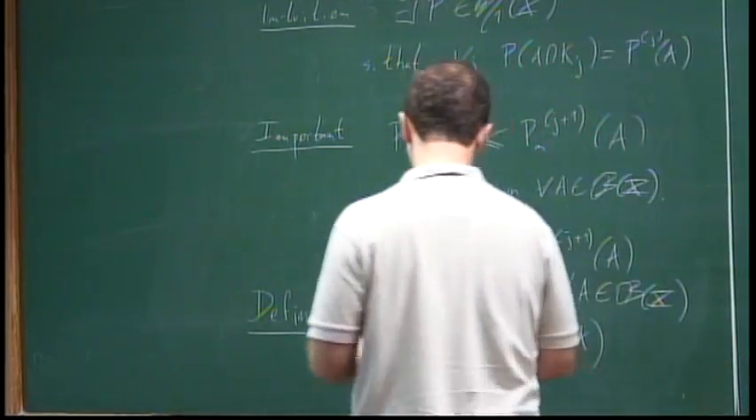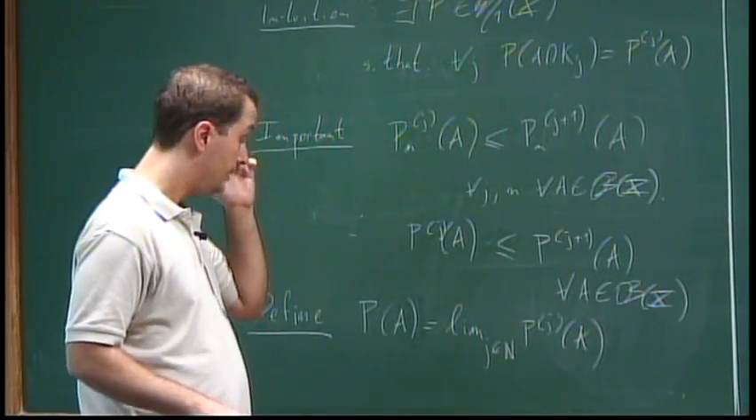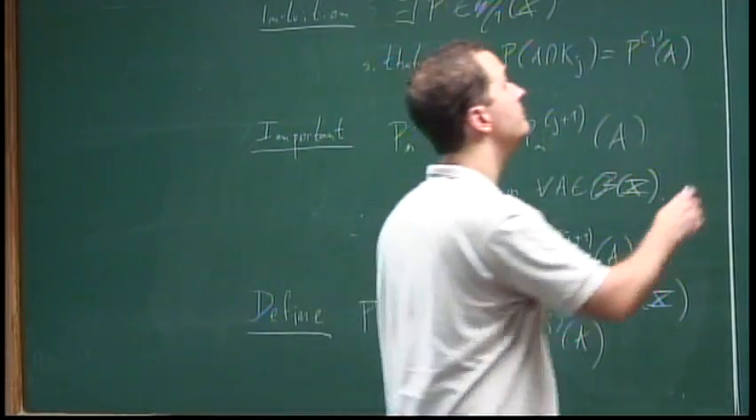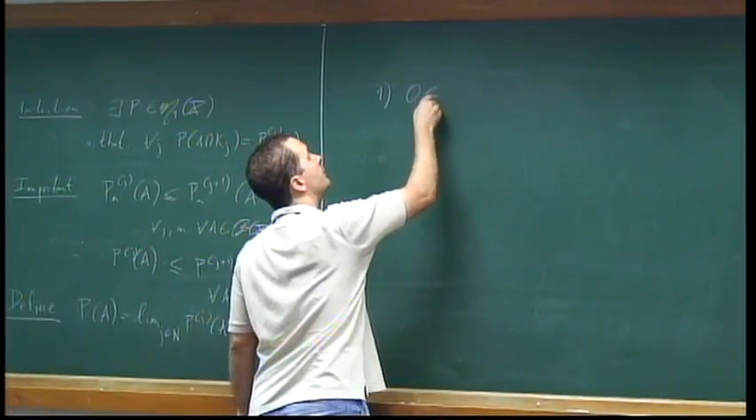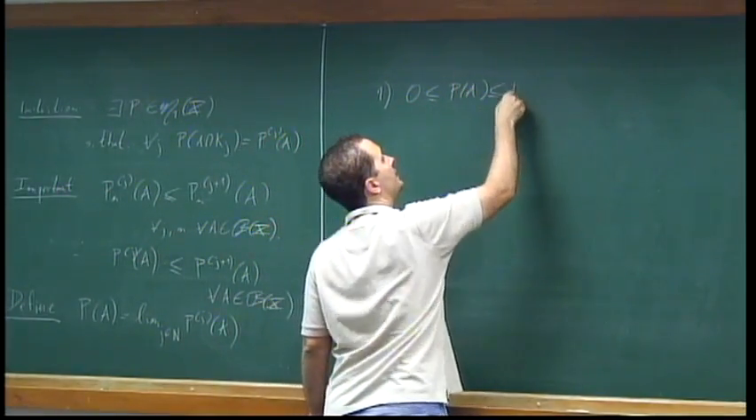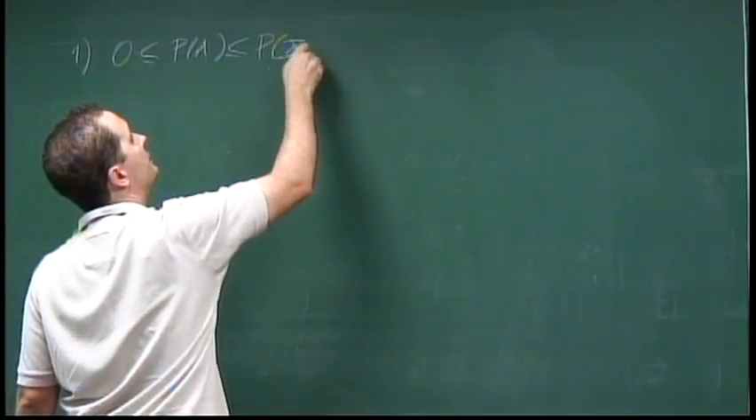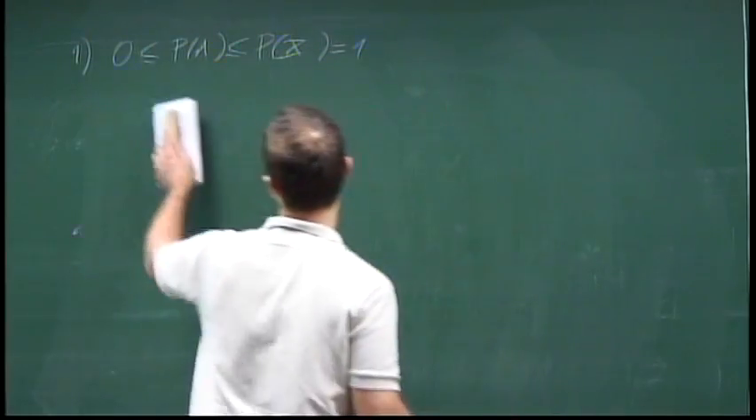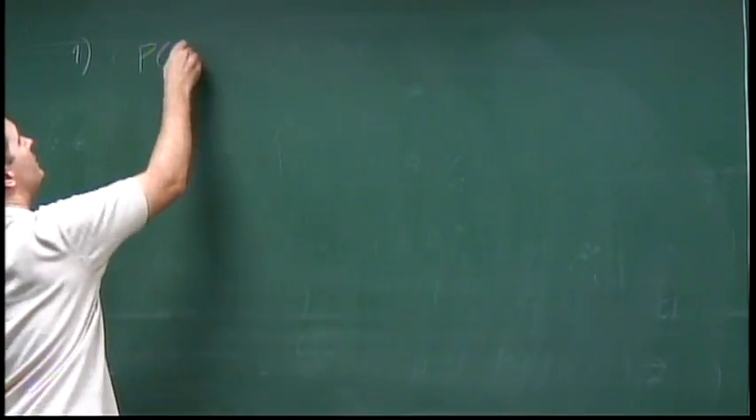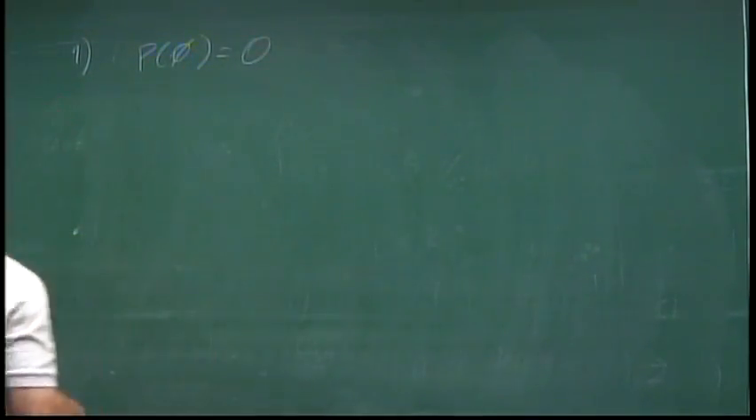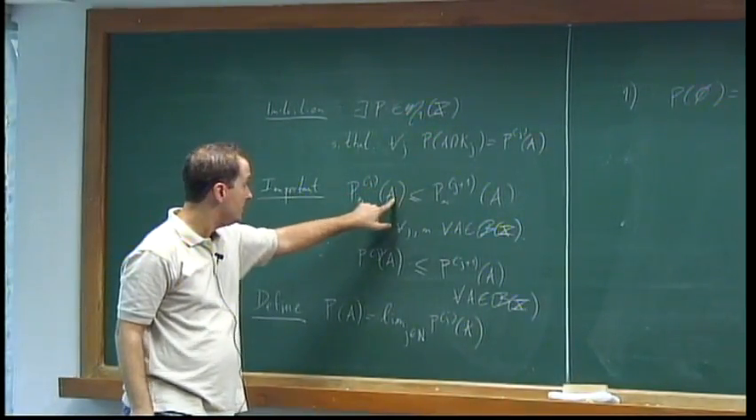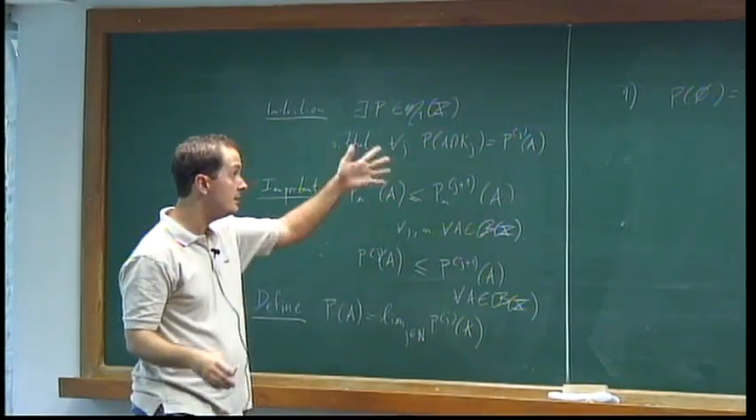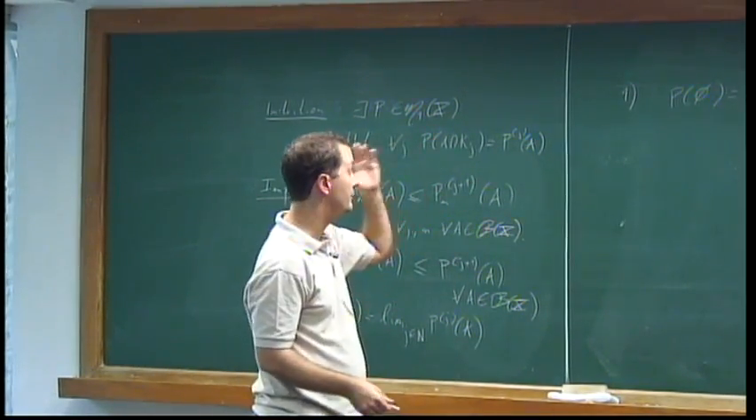Well, okay, so there are a few things that we need to check. One of them is that 0 is less than or equal to P of A is less than or equal to P of x, which is 1. Okay, is the measure of the empty set 0? I should start with this. Why is P of the empty set equal to 0? Well, P sub nj of the empty set is always 0, so this limit exists and is equal to 0 for all j, and therefore you have this limit.